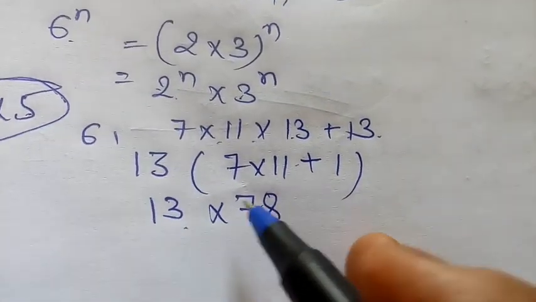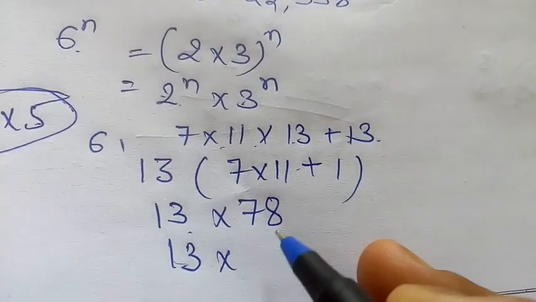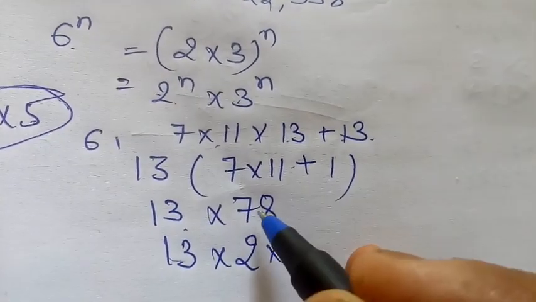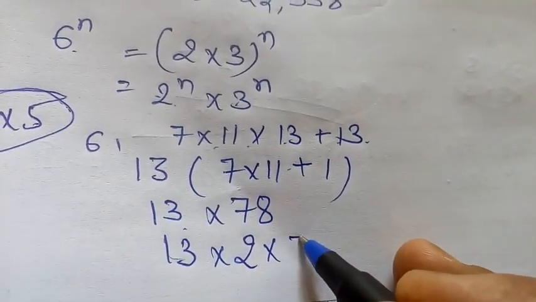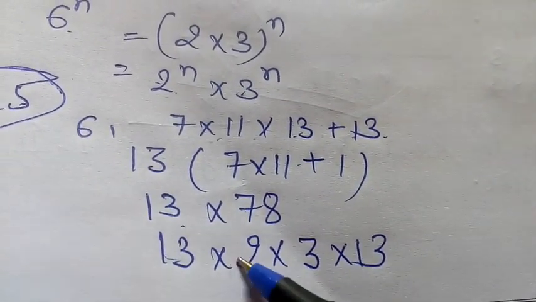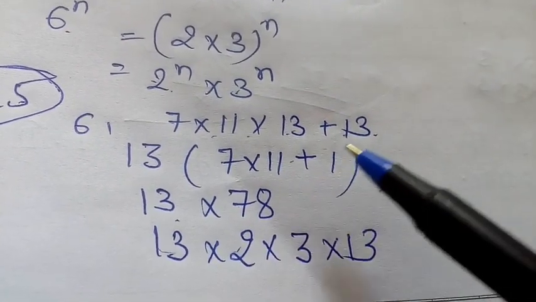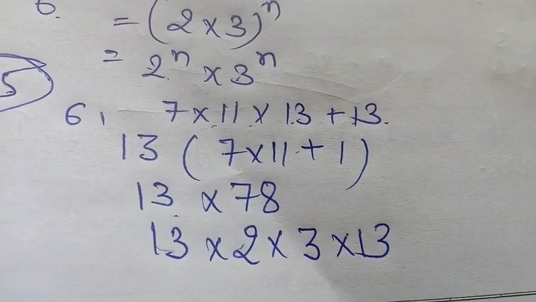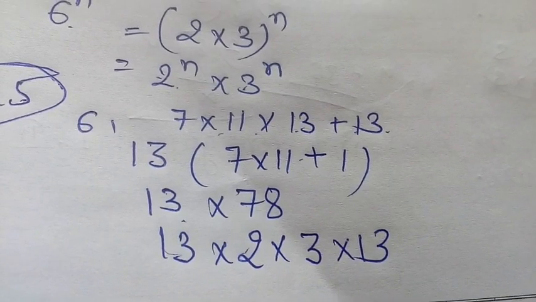So therefore this number has more than 2 factors. Taking common 2, we will get 39. 39 means 3 into 13. It has more than 2 factors, 2, 3, 13, 1 and itself. Therefore it is a composite number. Similarly, the second you can do.